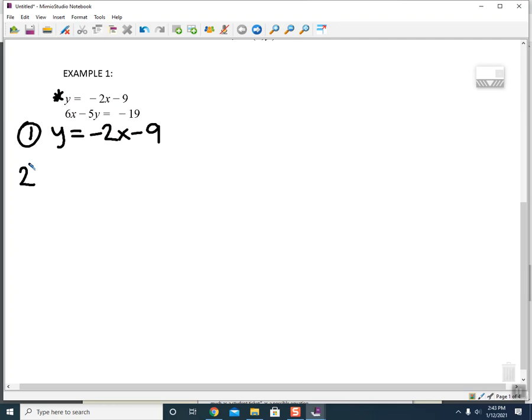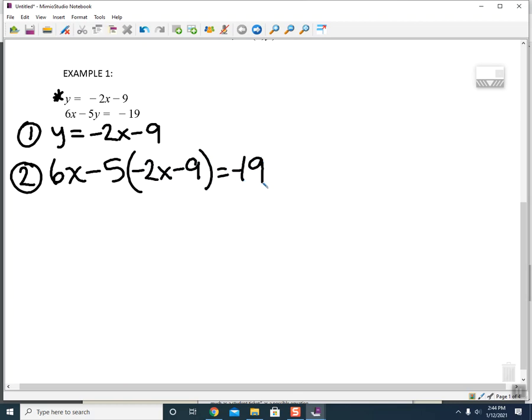Here's where the substitution part comes in. Step 2, I'm going to take y equals negative 2x minus 9 and plug it in for y in the second equation. So here's how this looks. We would have 6x minus 5, and then instead of writing y, I'm going to write negative 2x minus 9 equals negative 19.